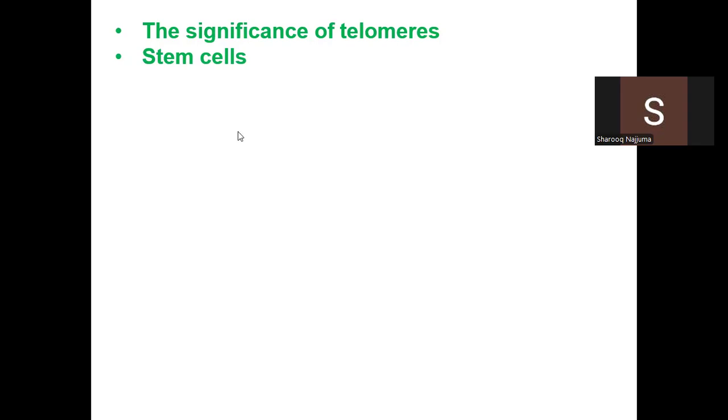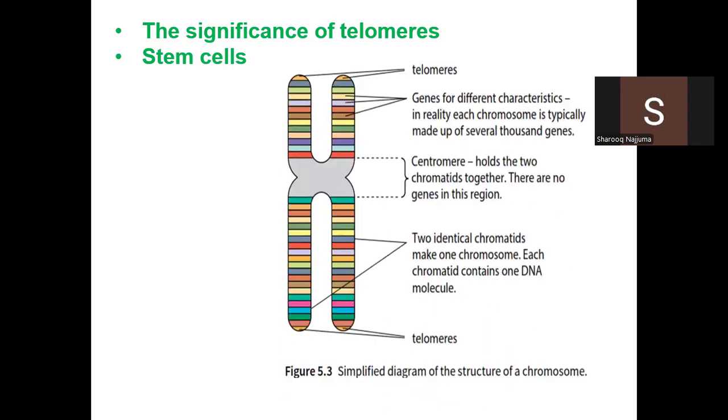So let's start with the significance of telomeres. But before you look at the significance of telomeres, what are telomeres? In our previous lesson, we were able to learn about the structure of a chromosome. And we saw that a chromosome has telomeres on its tips. So these ends of a chromosome are known as telomeres.